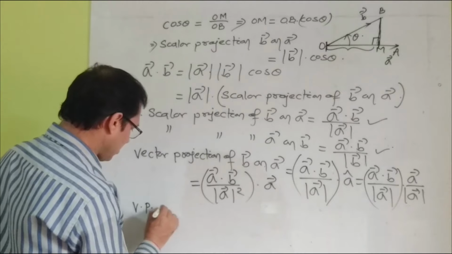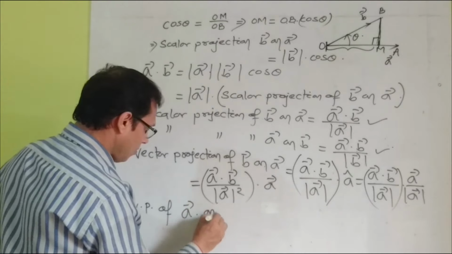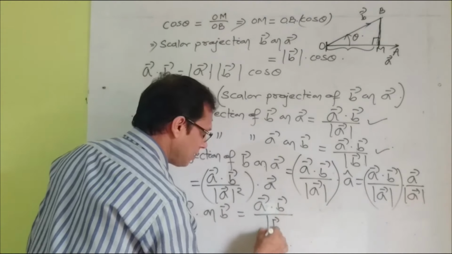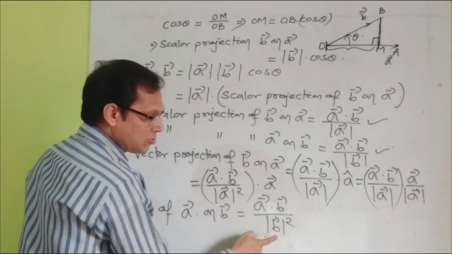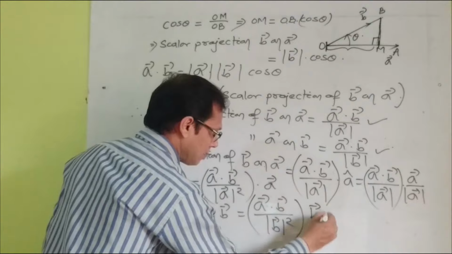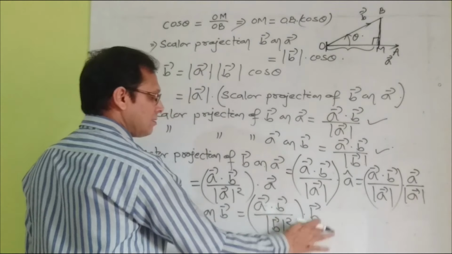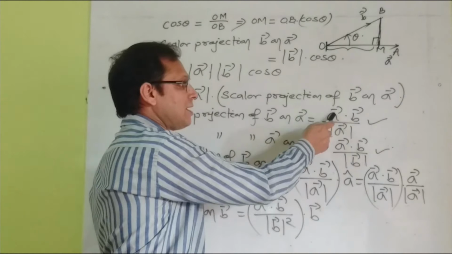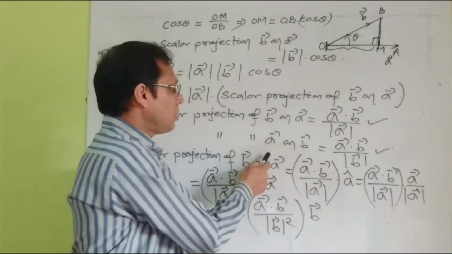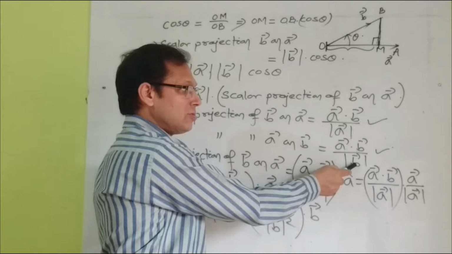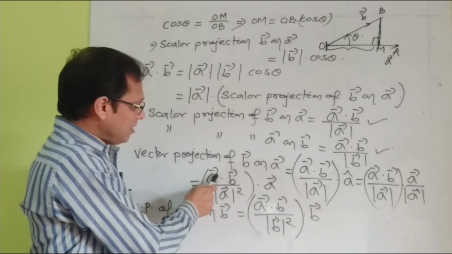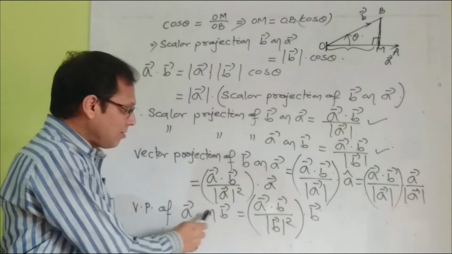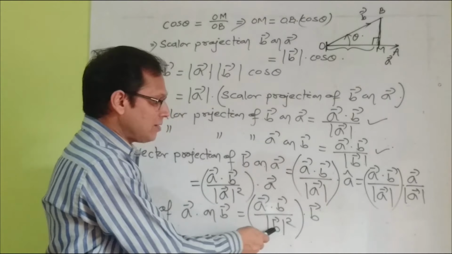Likewise, the vector projection of A vector on B vector is equal to A dot B by B vector magnitude square into B vector. Okay, likewise, you should keep in your memory that the scalar projection of B on A is equal to A dot B by A vector magnitude, A on B is A dot B by B vector magnitude, and the vector projection of B on A is A dot B by A vector magnitude square into A vector. And the vector projection of A on B is A dot B by B vector magnitude square into B.